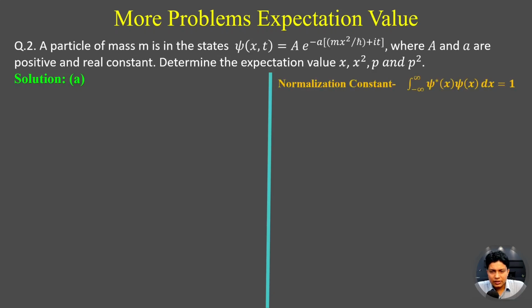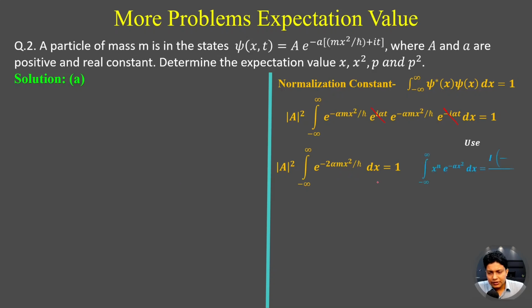The normalization condition is integral from minus infinity to plus infinity of psi star x psi x dx equal to 1. Put the wave function here. This will be mod of A square, integral minus infinity to plus infinity, and psi star will be e to power minus alpha m x square by h cut, e to power i a t, and psi will be e to power minus alpha m x square by h cut, e to power minus i a t, dx equal to 1. So here e to power plus i a t and e to power minus i a t cancel out, and this integral will be mod of A square, minus infinity to plus infinity, e to the power minus 2 alpha m x square by h cut dx equal to 1.